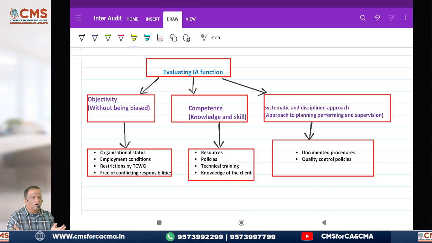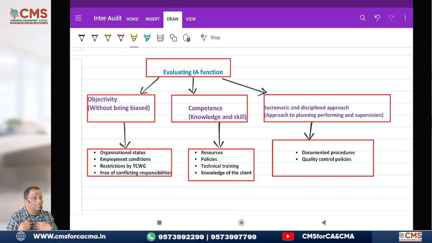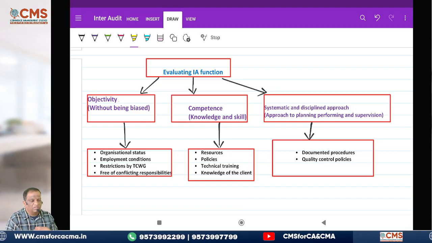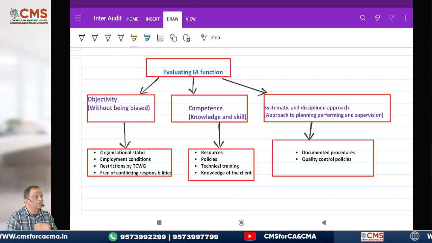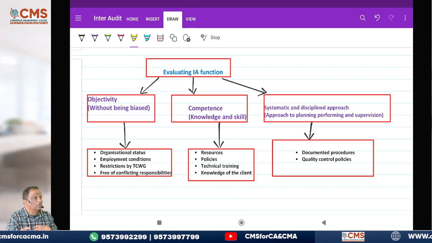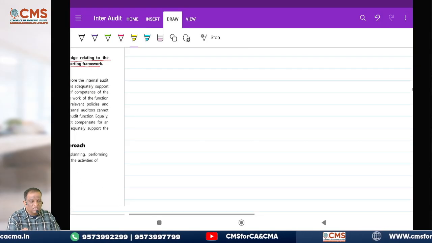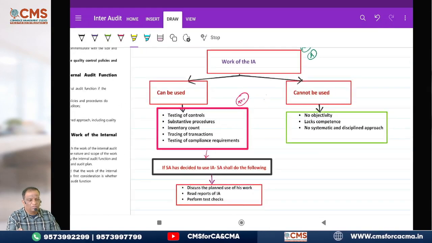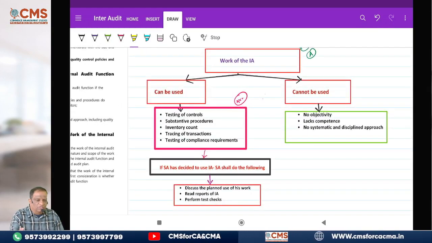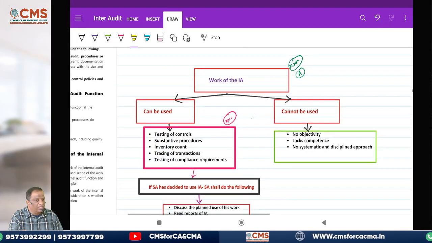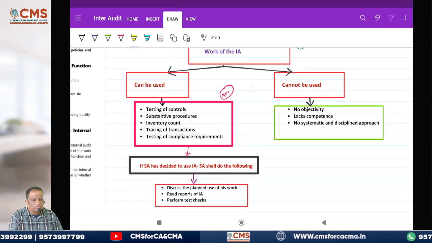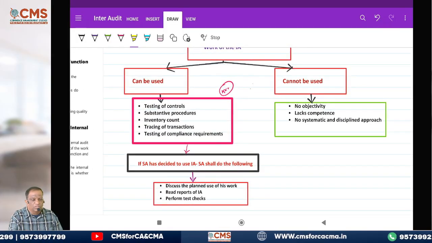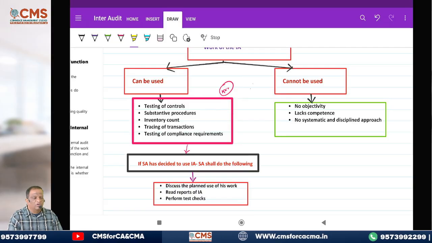So all these three will help me as a statutory auditor decide whether I should depend on the internal auditor or should not depend on the work of the internal auditor. This is this evaluation. Then he is talking about where I can use the internal auditor, so where the internal auditor can be used and where he cannot be used.